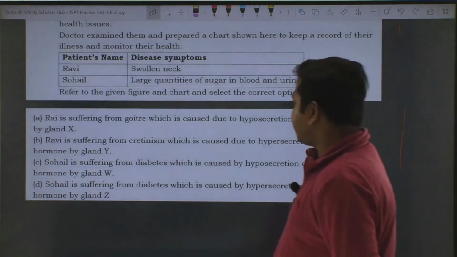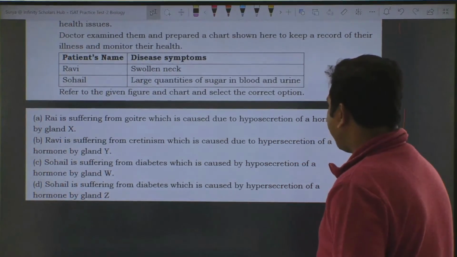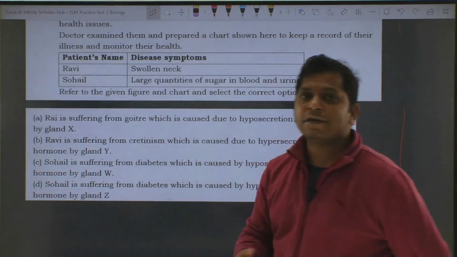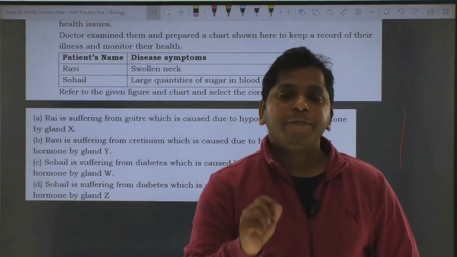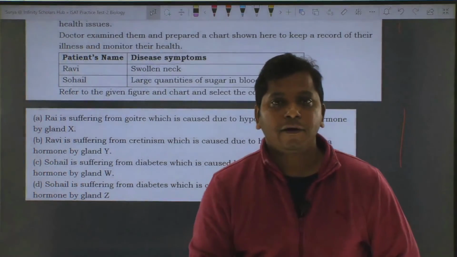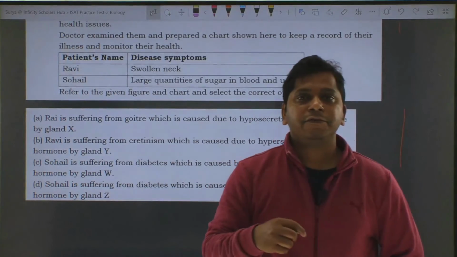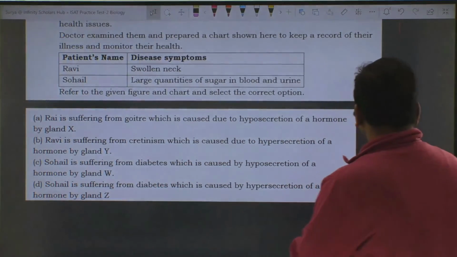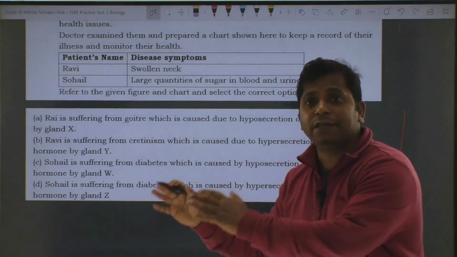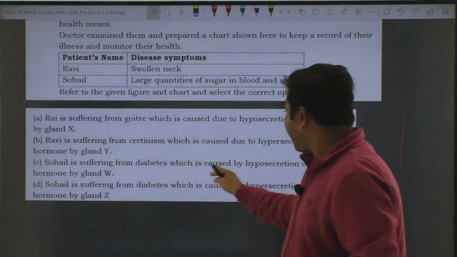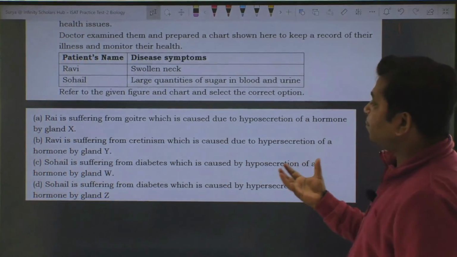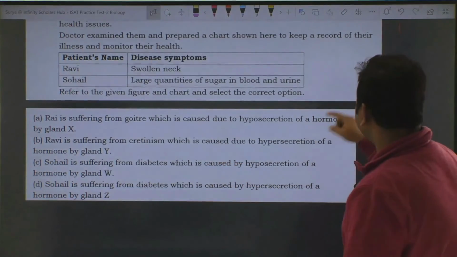Sohail is suffering from diabetes, which is caused by hypersecretion of a hormone by gland W. As we know, pancreas secretes a hormone called insulin, and hypersecretion of insulin helps in the development of diabetes, because the glucose from the blood cannot be absorbed and cannot be converted back into glycogen. Because what does insulin do? Insulin absorbs the glucose so that the glucose can be converted back into glycogen, and then it will be stored in the liver. So the hypersecretion of insulin will cause diabetes. But let us look at the gland W.